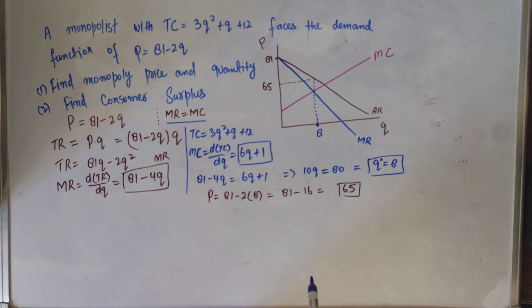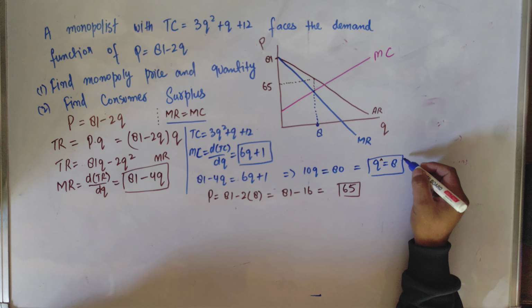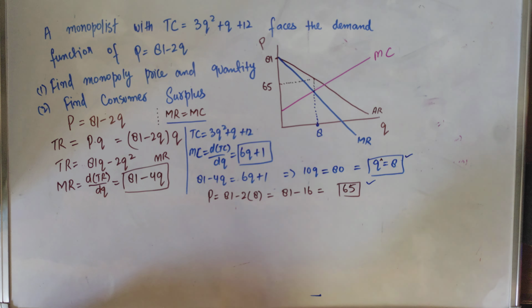Okay, let me see. So this is the limit line. Now, what is consumer surplus? So we got the profit maximizing quantity and profit maximizing price. What is consumer surplus? Consumer surplus is the difference between the price that the consumers are willing to pay for a product and the price which they actually pay.